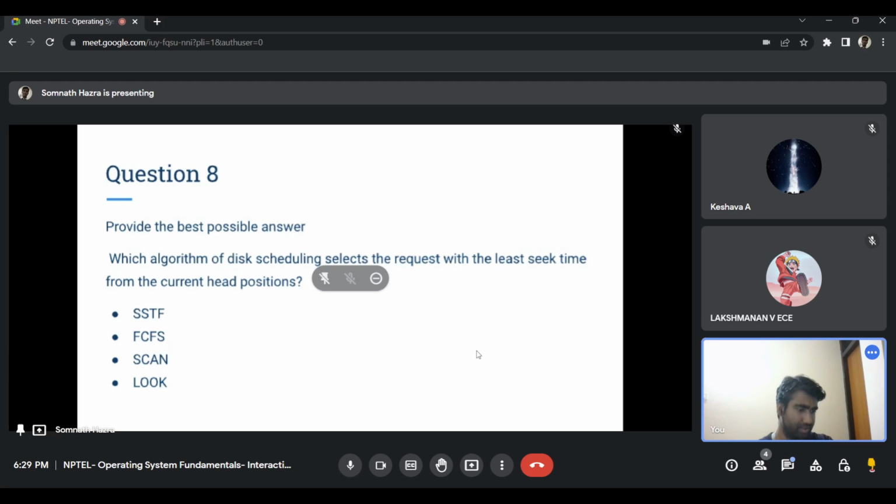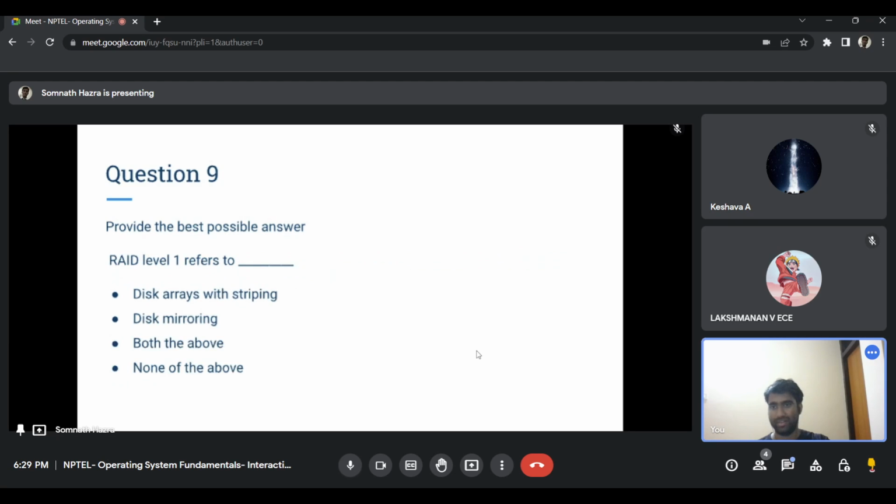Okay, so yes, SSTF is the answer because, as the name suggests, shortest seek time first, it will next select the request with the least seek time. Okay, so let's move on to the next question. This may be a bit difficult if you haven't gone through the theory yet. So RAID level 1 refers to disk array with striping, disk mirroring, both of the above, or none of the above.